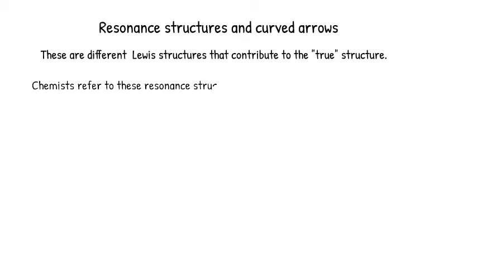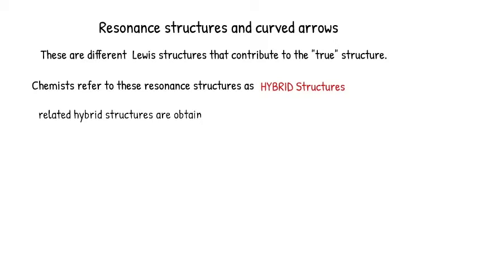Resonance structures and curved arrows. These are different Lewis structures of the same molecule that contribute to the overall true structure. Chemists refer to these structures as hybrid structures. Related hybrid structures are obtained by shifting the pi electron density with adjacent p orbitals.